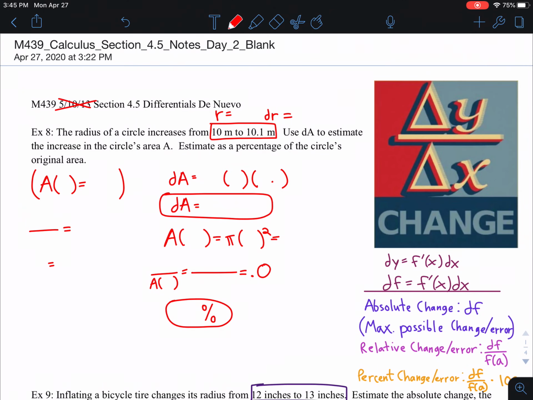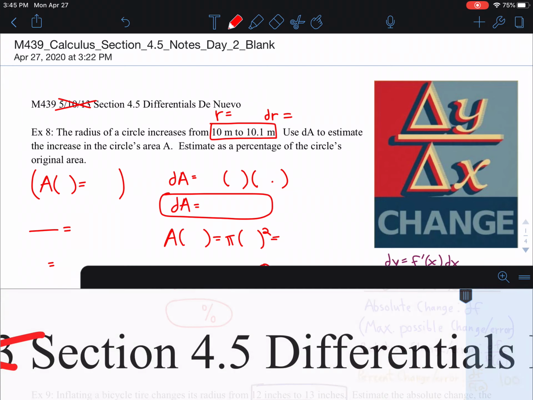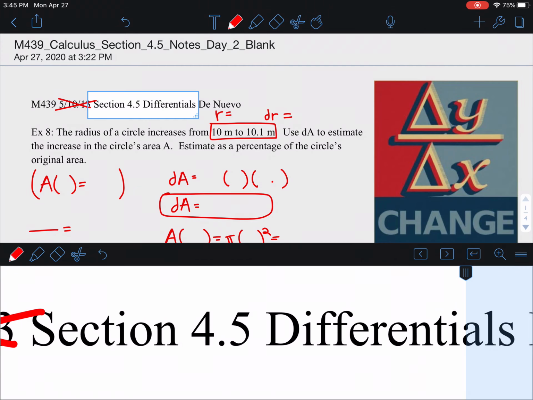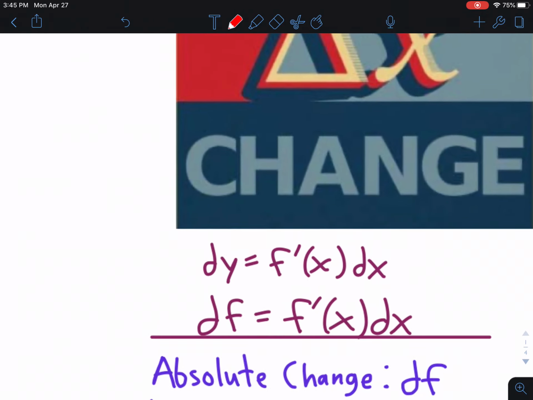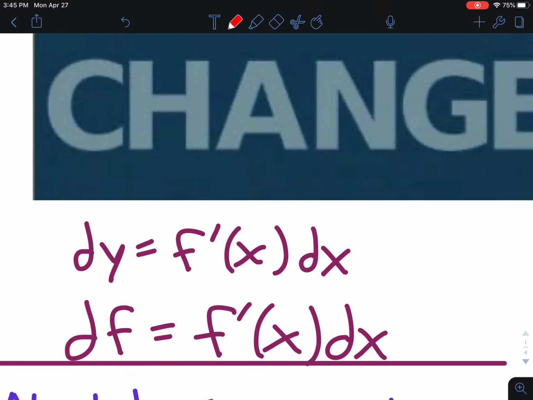All right, ladies and gentlemen, welcome back to section 4.5. We're talking about differentials one more time. And so let's get going here. Below the picture here, we're going to start off by reviewing our differentials formulas from the last notes.